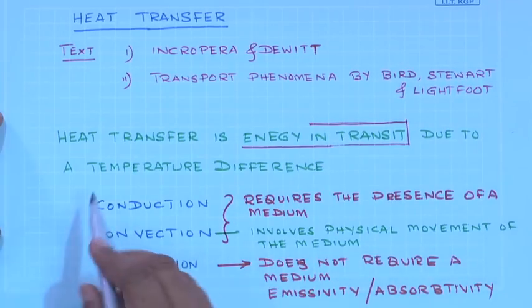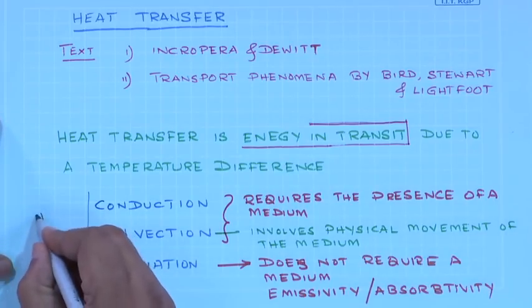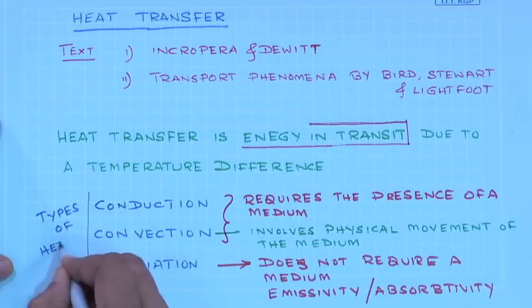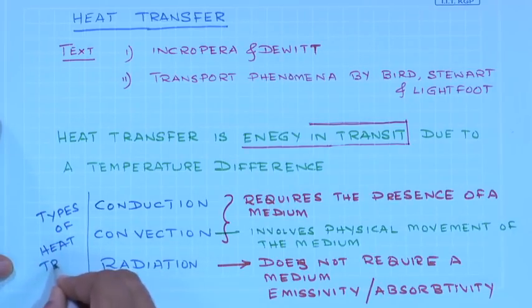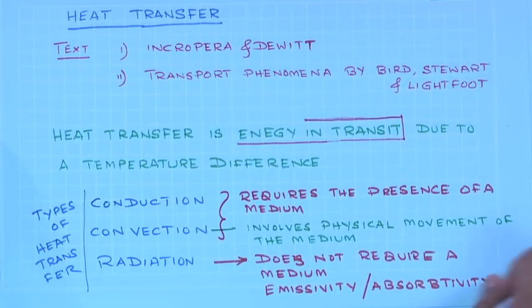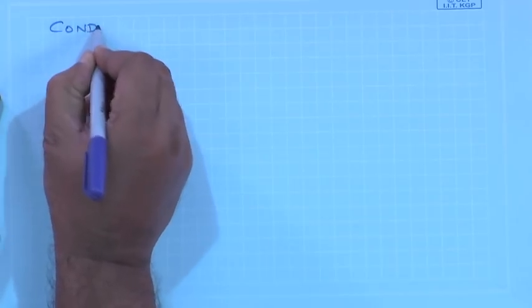So, this is a summary of what we have covered so far: the types of heat transfer and some of their characteristics which are apparent after this discussion. Now, we are first going to start with conduction.